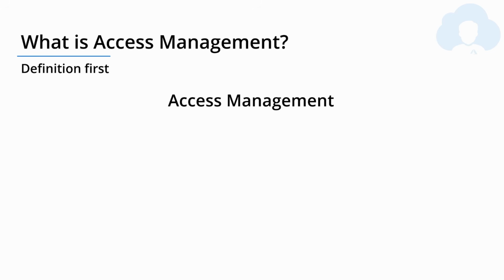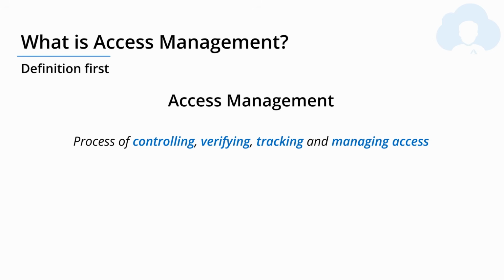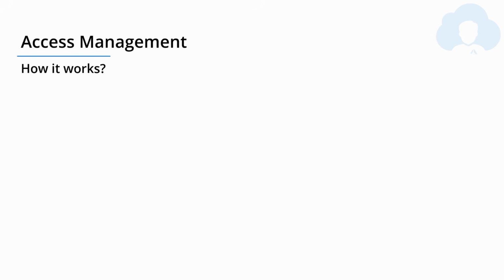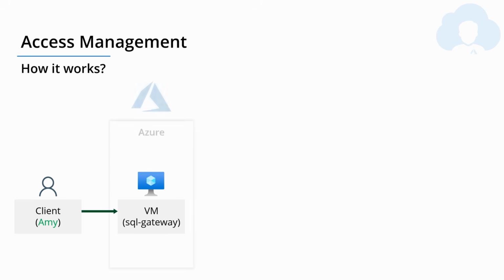Access management, simply said, is a process of controlling, verification, tracking, and managing access to authorized users or end applications. And to explain this process, I will use Azure as an example. Let's take a user. Let's call her Amy. Amy wants to perform an update on a virtual machine within Azure, and this update needs a permission called write.